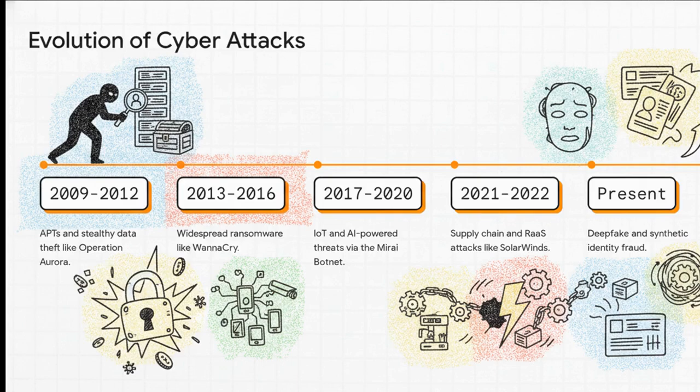Moving into 2017 to 2020, attackers started hijacking smart devices with the Mirai botnet, literally taking down major internet services just by exploiting weak passwords on everyday IoT devices. By 2021 and 2022, they moved way up the ladder to target supply chains, like that massive SolarWinds breach, and RaaS, or Ransomware as a Service, where developers literally just rent out their malware to other criminals. And today, well, we're facing AI-driven deepfakes and synthetic identity fraud. The threat isn't just growing in numbers, it is getting exponentially smarter.